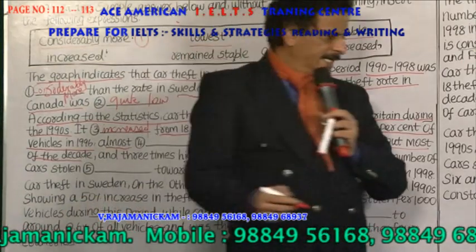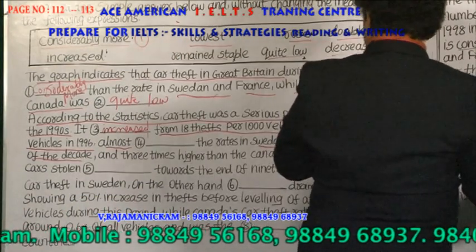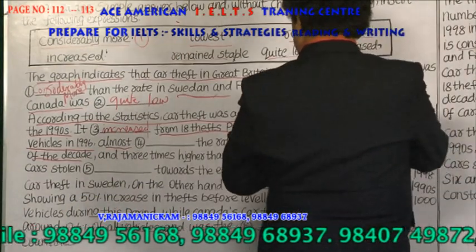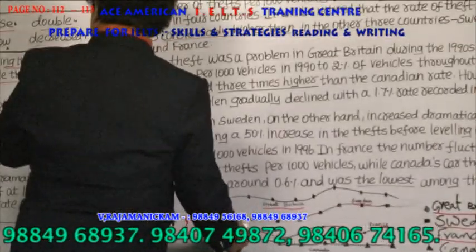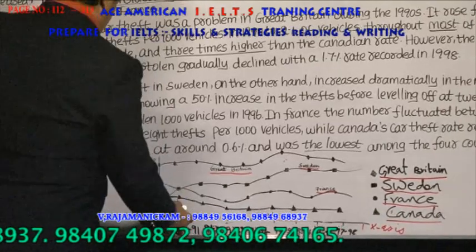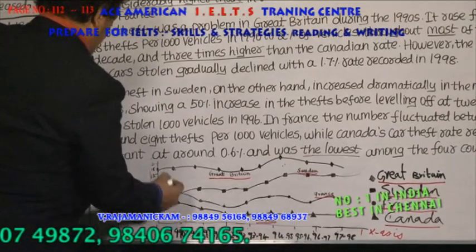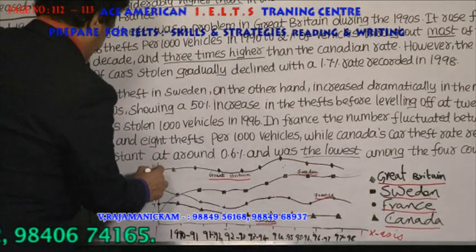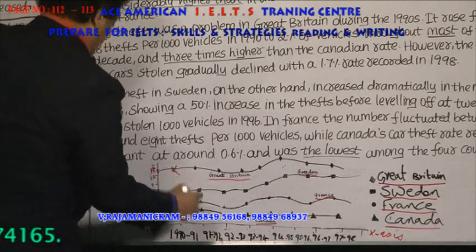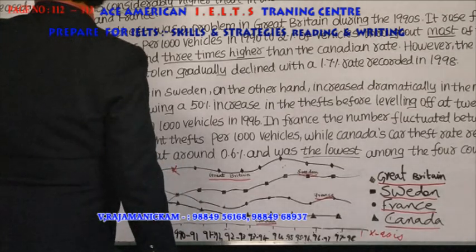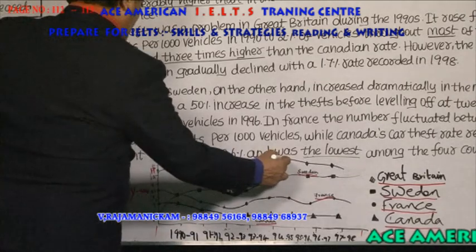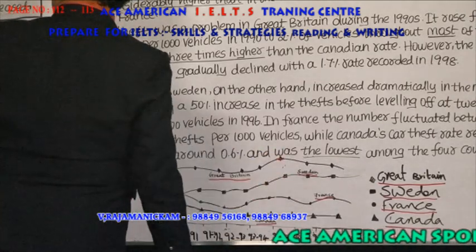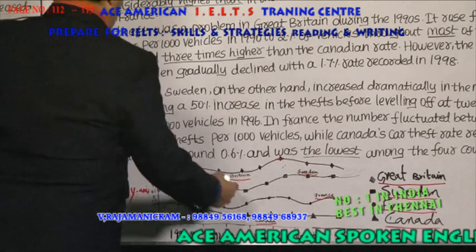So it increased from 18 thefts per thousand. So which year? 1990. How much theft? 18. It is the 18. 18 in 1990 to 2% of vehicles in 1996. So it has increased. Almost how much?